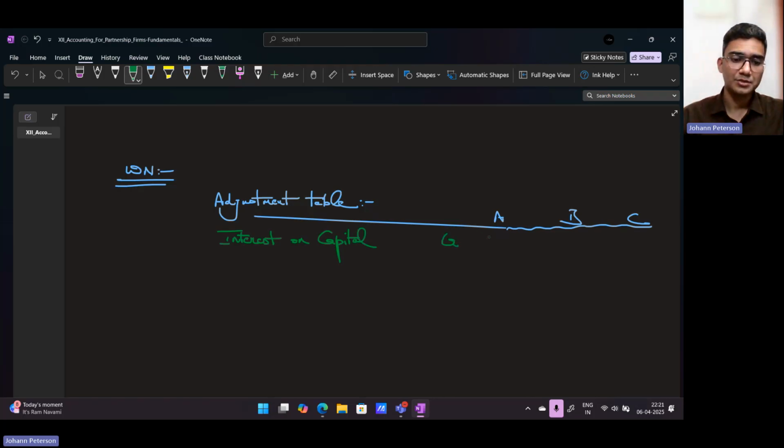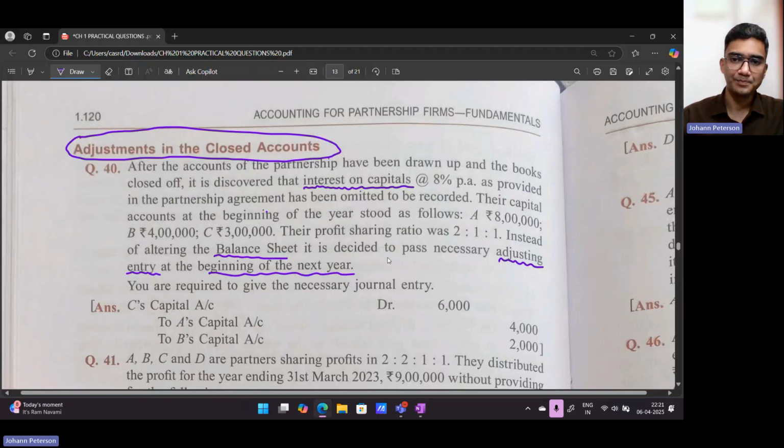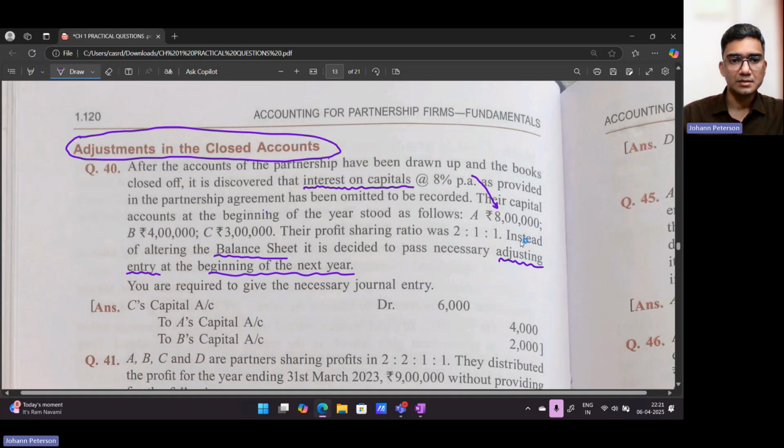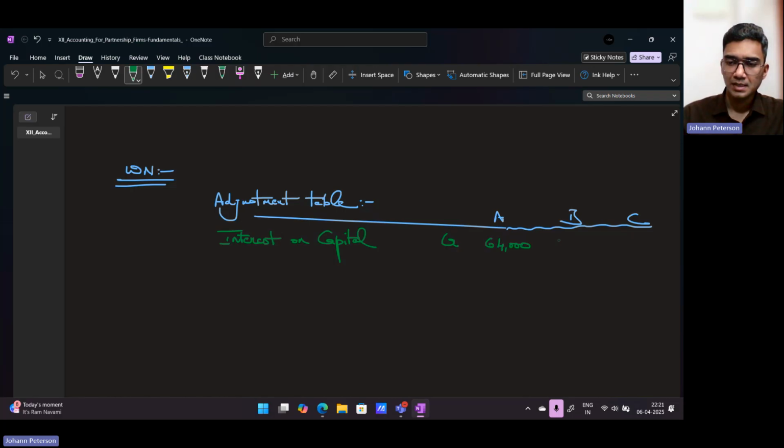Now, partner A, how much interest on capital has to be given to him? On 8 lakh rupees, we are going to calculate 8%. On 8 lakh, 8%. So 8 eights are 64. That makes it 64,000 for the whole year. So this is 64,000. For the second partner, it is 8% on 4 lakh. Third partner, it is 8% on 3 lakh. So 8% on 4 lakh is 32,000 and 8% on 3 lakh is 24,000.